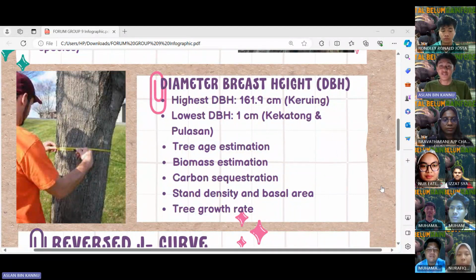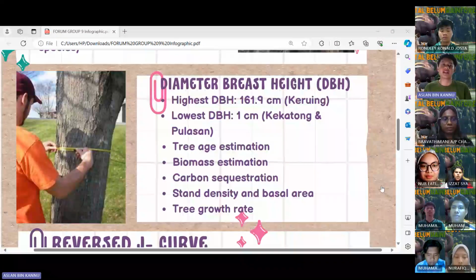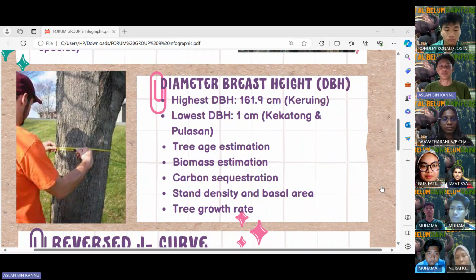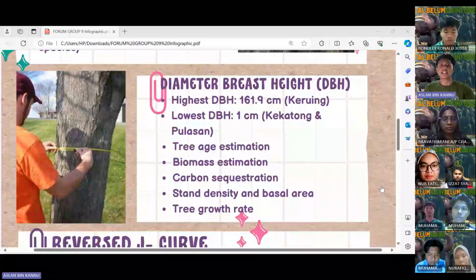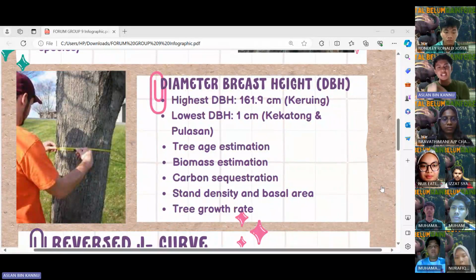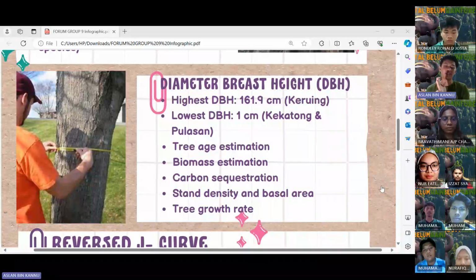DBH is typically referred to as diameter at breast height, which is a standard measurement of the diameter of the tree trunk at a specific height, typically 1.3 meters above the ground. So, what you can calculate based on the DBH are tree age estimation, biomass estimation, carbon sequestration, stand density, and basal area. And lastly, tree growth rates.